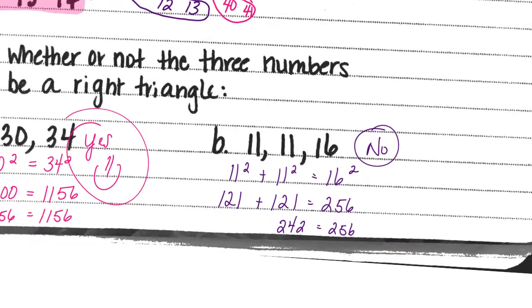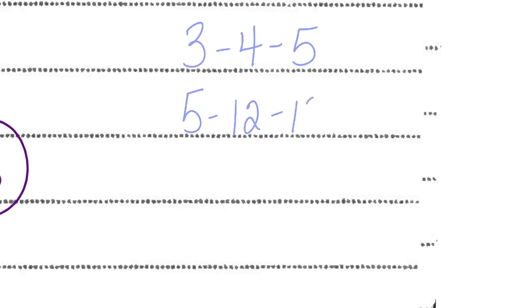All right, so I really want you to remember the 4 Pythagorean Theorem triangles that you need to know. The first one is a 3, 4, 5, a 5, 12, 13, a 7, 24, 25, and an 8, 15, 17.